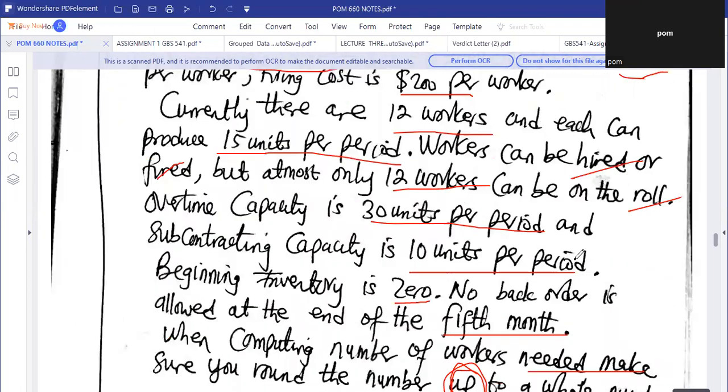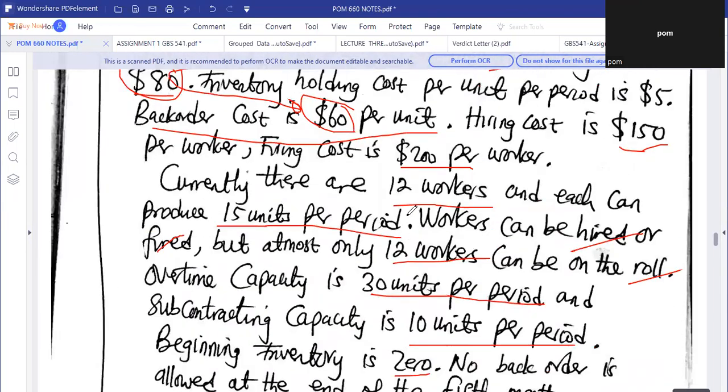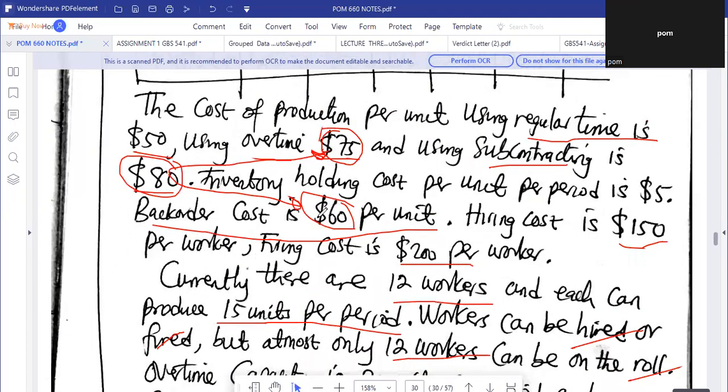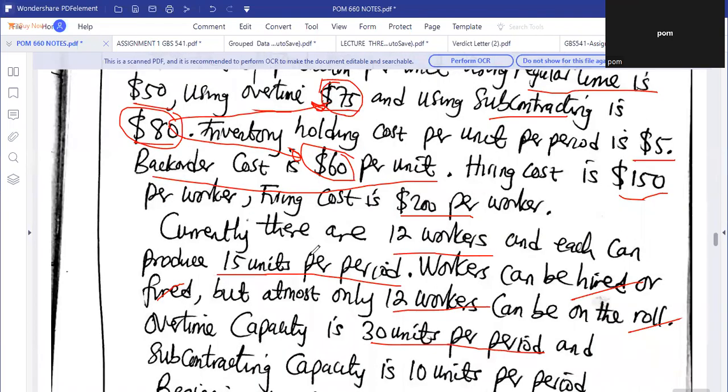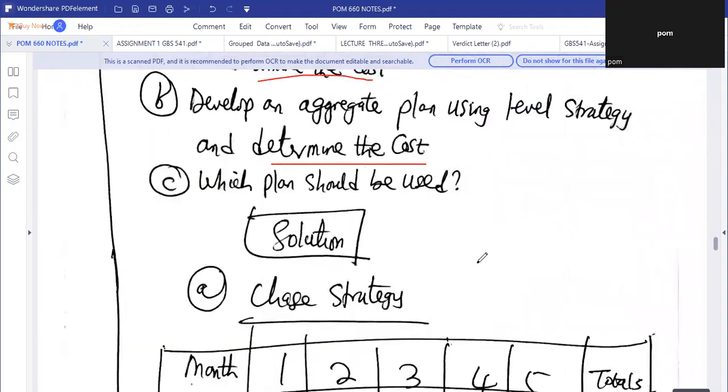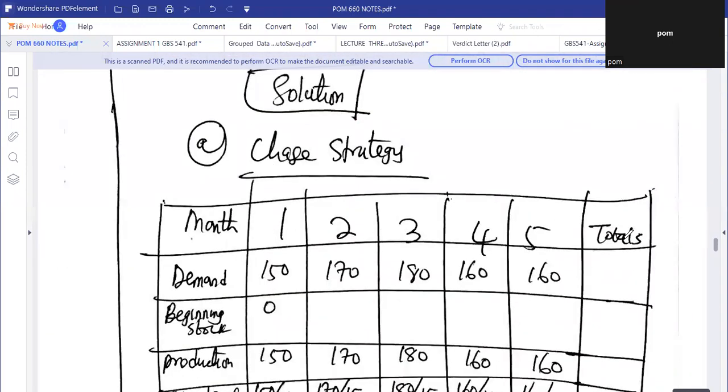So it is very possible that we can come up with a chase strategy from the information that has been given, especially that we have the holding cost of 5 dollars per unit. And then the beginning inventory is what's supposed to be accounted for. So we need to check what the beginning inventory is here. They're saying beginning inventory is 0 units. So as we come to the chase strategy, you're going to have the month, 1 to 5, the demand, and beginning inventory is 0.